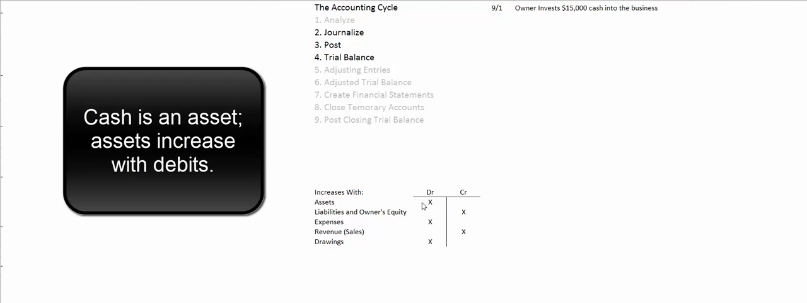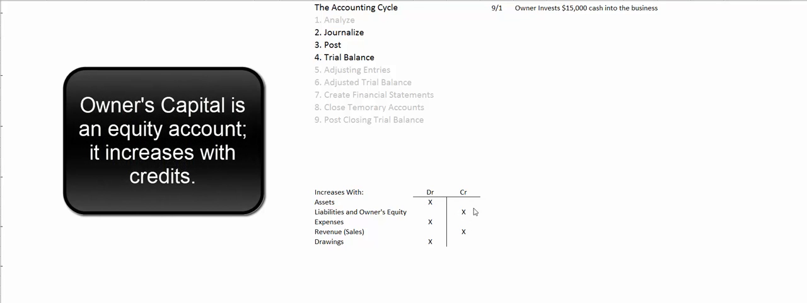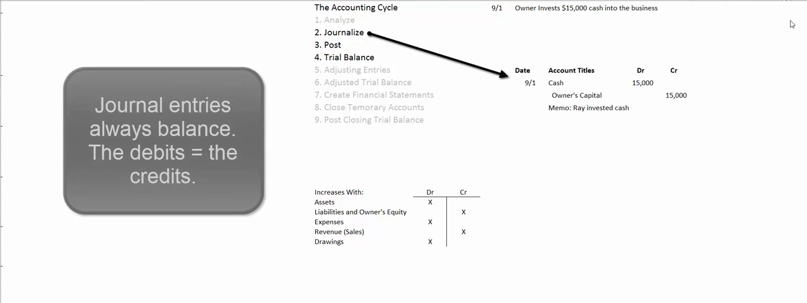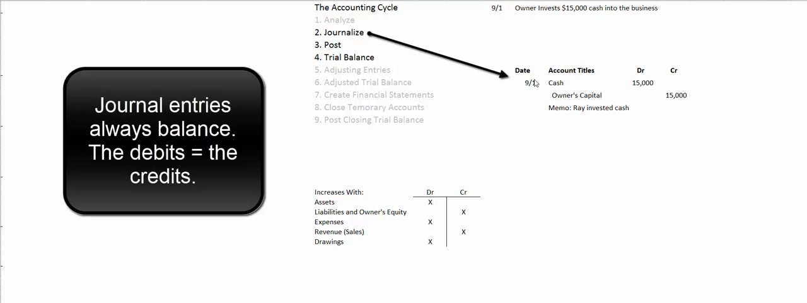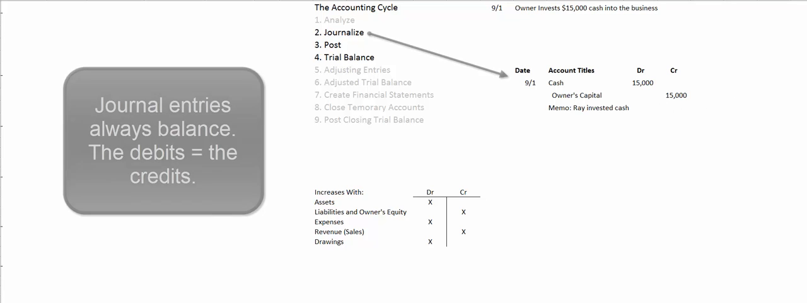Transaction number 1: on September 1st, the owner invests $15,000 cash into the business. Cash is an asset, it's increasing, so we're going to be debiting cash. Owner's equity is increasing, so we're going to be crediting owner's capital. So we put the date here, we write the account titles: debit cash for $15,000, credit owner's capital for $15,000.